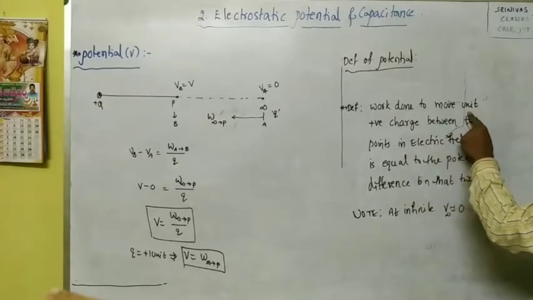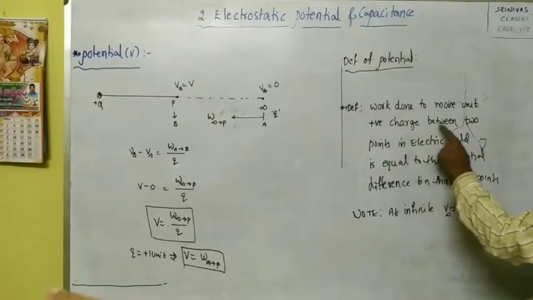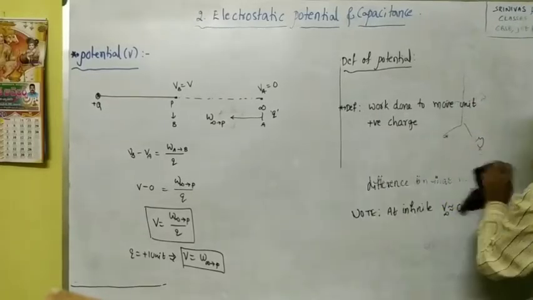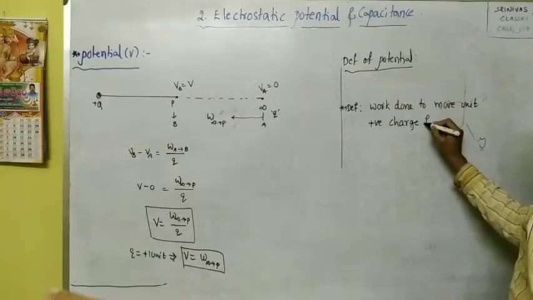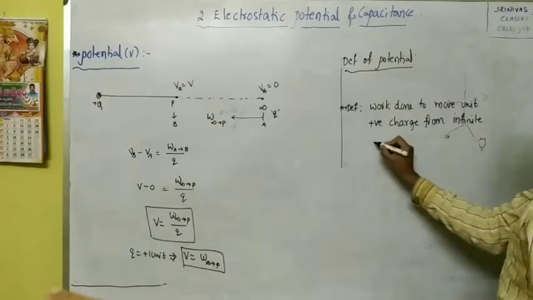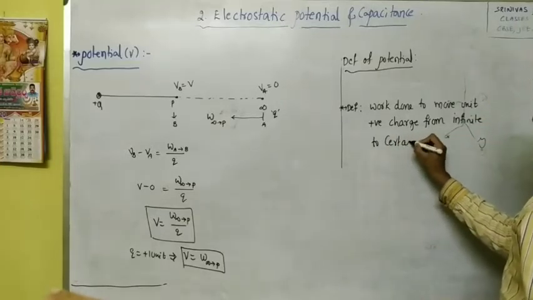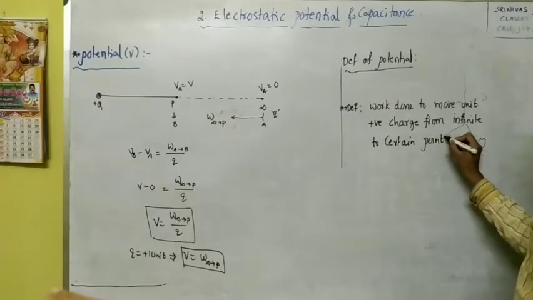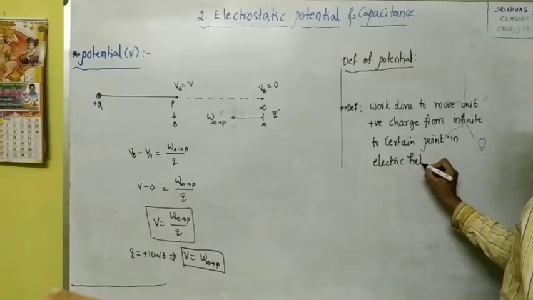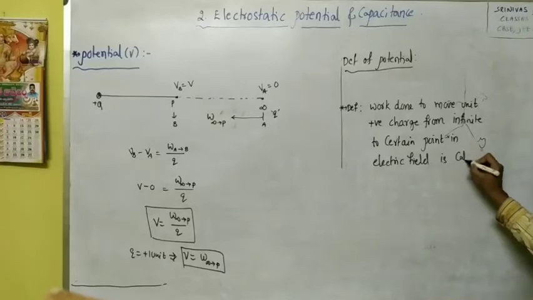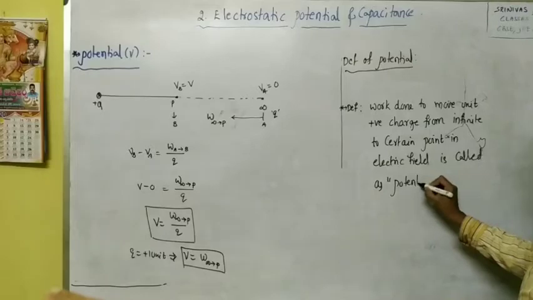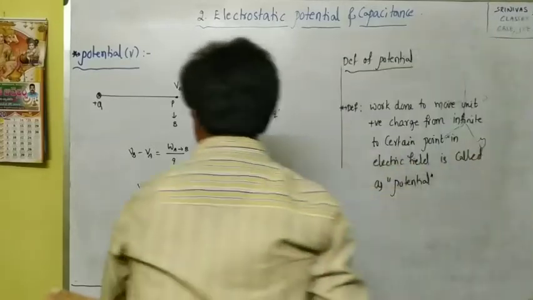Work done to move unit positive charge from infinite to a certain point in the electric field is called potential. Potential is equal to work.